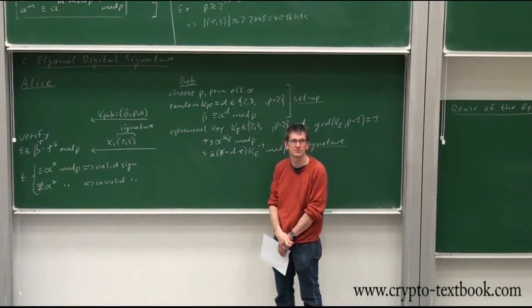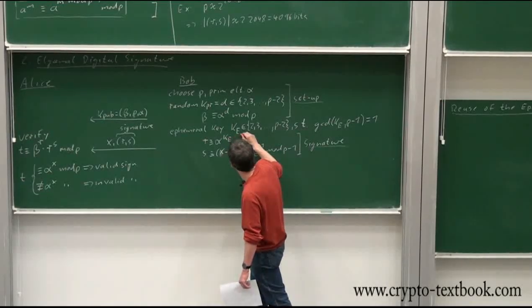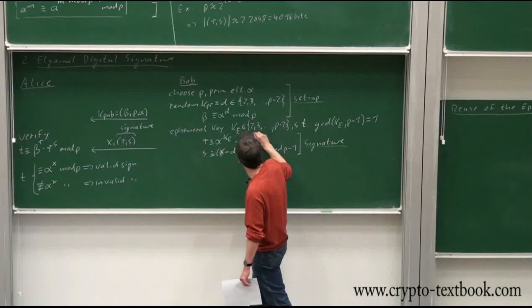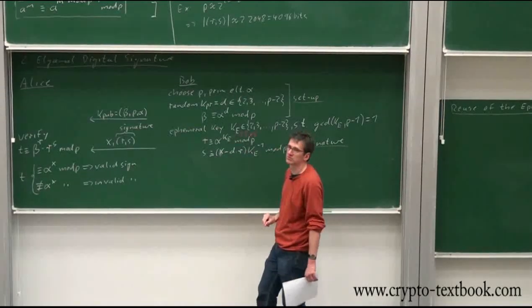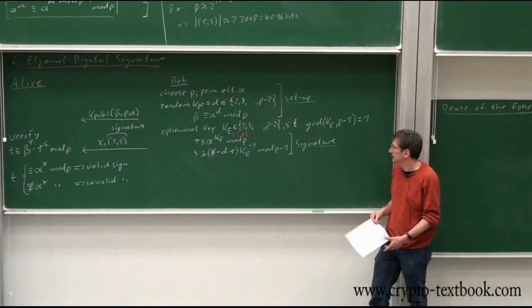What is that called? Square and multiply. So this is one exponentiation, which is not good. This is pretty intense.